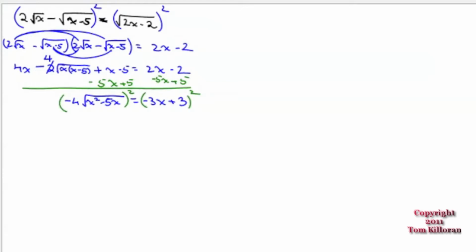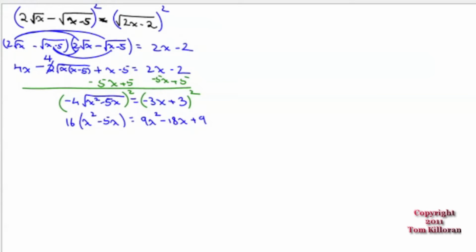And that'll give you 16 times the quantity x squared minus 5x is equal to, I'm going to just do this in my head, negative 3x times negative 3x, negative 9x squared. Negative 3 times positive 3 is negative 9. We're going to get 2 of them. So that'll be negative 18x. And then positive 3 times positive 3, of course, is positive 9. So you get that long, ugly expression.